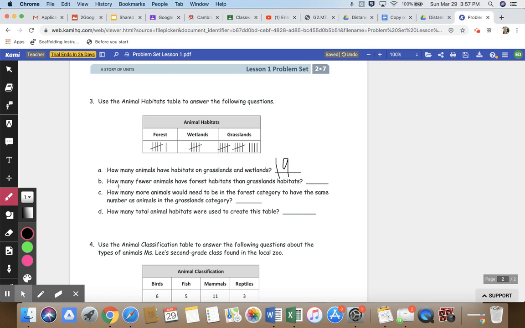Letter B says, how many fewer animals have forest habitats than grassland habitats? So I'm looking at the grassland habitats, which has 5, 10, 14, and I'm finding the difference. So I'm going to subtract the forest animals, which are 5, 6. Okay, and if I subtract that, I can do whatever strategy I need, that mental math or that simple math. And that's going to give me an 8 here for our answer.